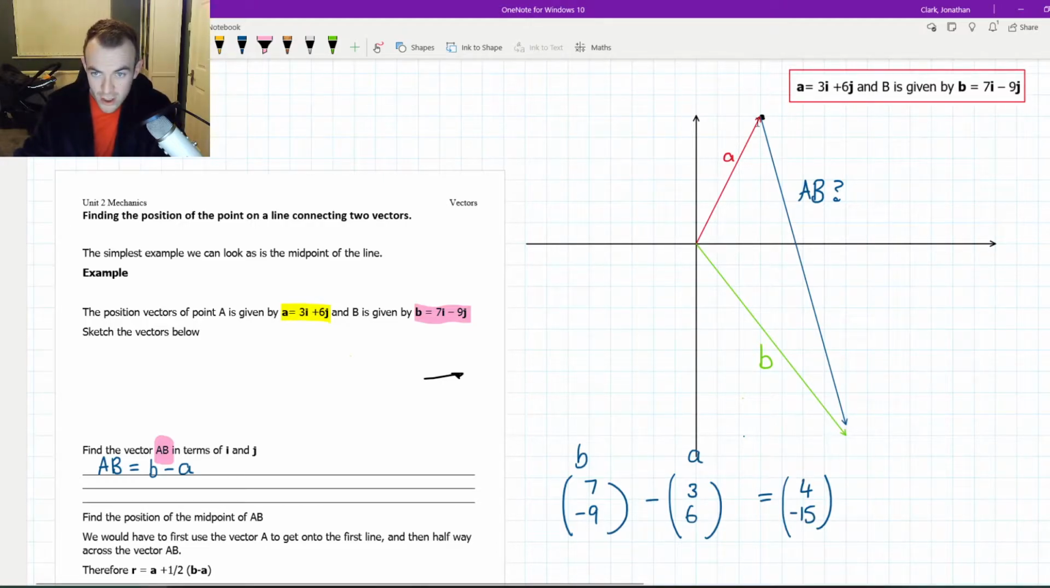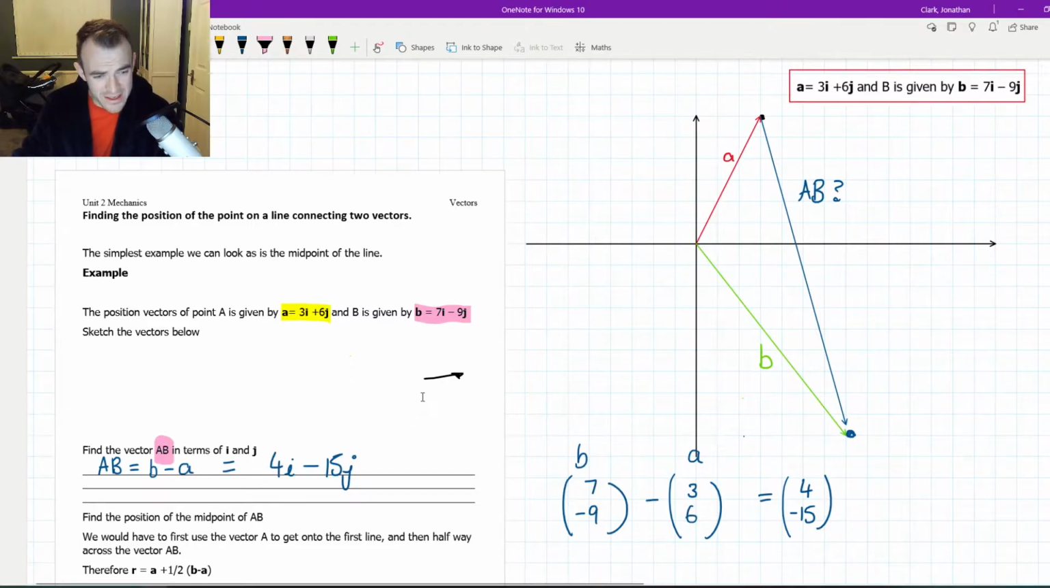So going from A to B, in total, I've moved 4 units to the right and 15 units down. So that's fine. We can call that 4i minus 15j.